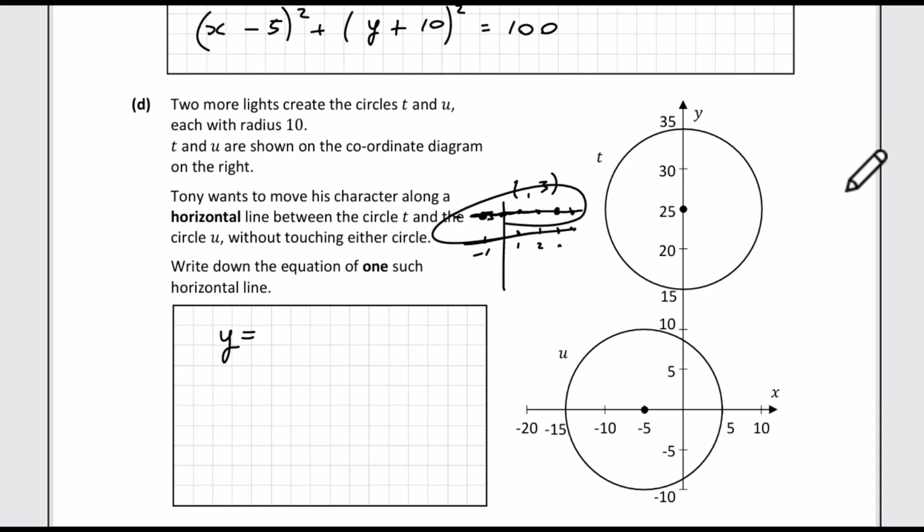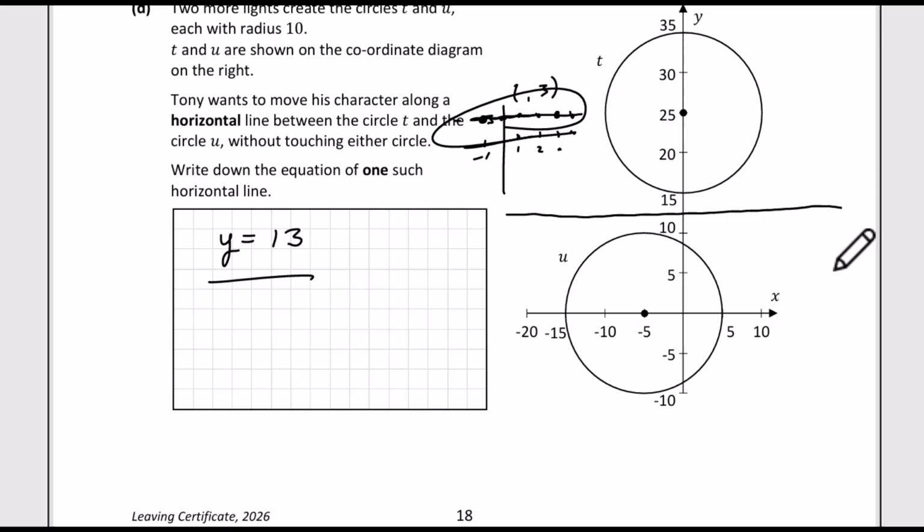Now in our case, we want to draw a line along here somewhere so that it doesn't touch either of these circles. Well, we know that there is a gap between 10 and 15. So you can write the equation as y is equal to 11, y is equal to 12, y is equal to 13, y is equal to 14. Any of those will be fine. So if you say y is equal to 13, that would be correct.